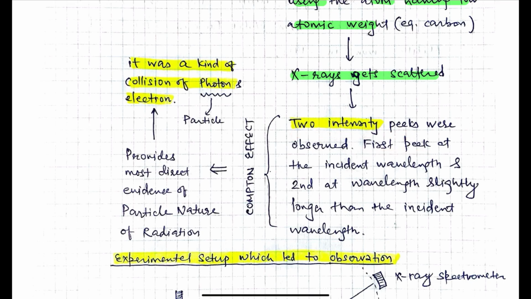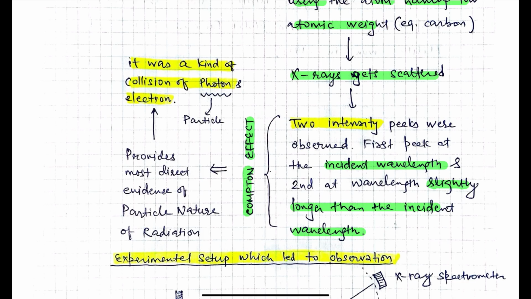Okay, the first peak was observed at the incident wavelength itself, and the next peak was at a slightly longer wavelength than the incident wavelength. So this is what we have termed the Compton effect, and I know right now you would not have got what is special in this. What is special in the observation of two intensity peaks at two different wavelengths? Okay, so we are just going to clear it in the next few moments.